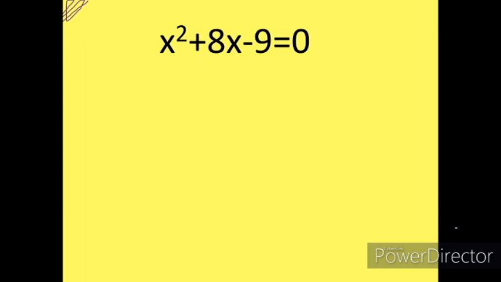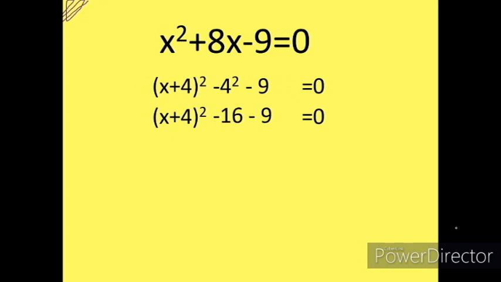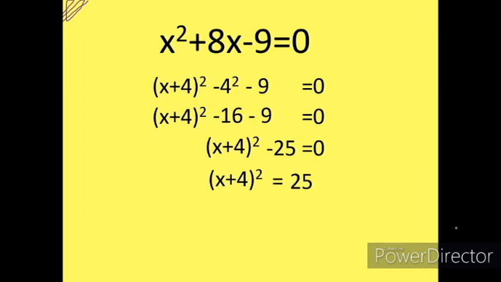So I look at the middle one, which is 8. I'm going to have to halve it to make it 4. So I know it's x plus 4, all of it squared. I'm going to have to minus 4 squared and then minus 9. Okay, minus 4 squared is 16, minus 9, which makes that minus 25. And then I'll add 25 to both sides to bring it over.